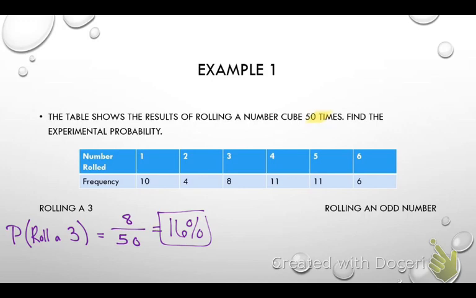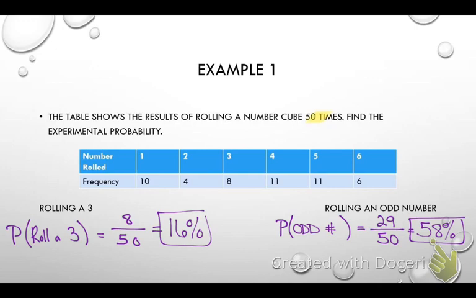An odd number is 1. And how many times did I roll a 1? 10 times. So 10 is my numerator, right? Is 1 my only odd number? No, it's not. So I need to do 10 plus what? 8 plus 11. Very good. 10 plus 8 plus 11 is 29, over 50. And again, is this one that I could calculate? Yes, go ahead and do it. What'd you get?